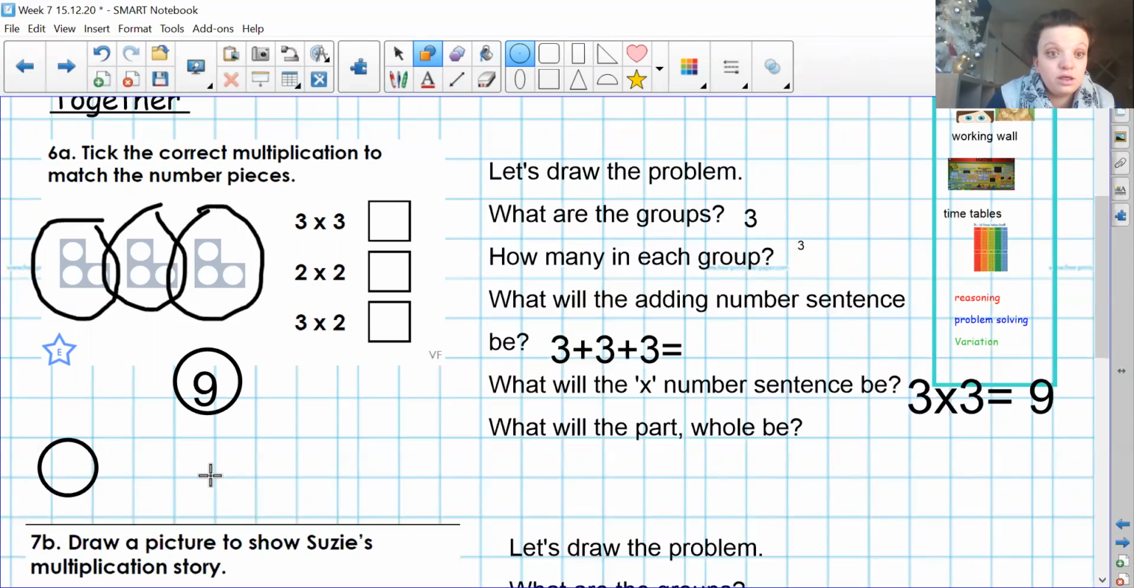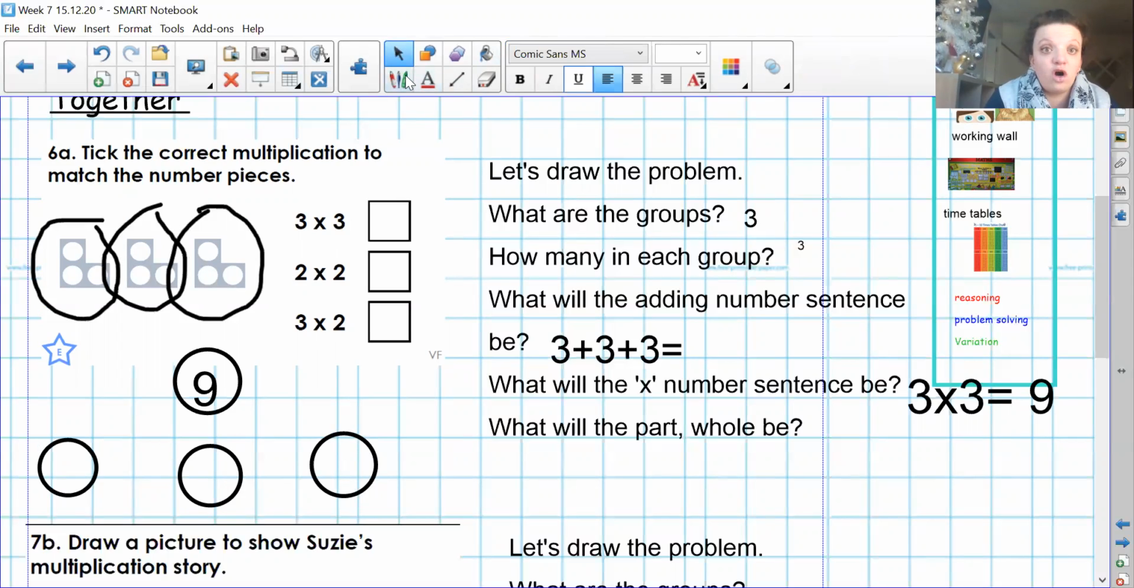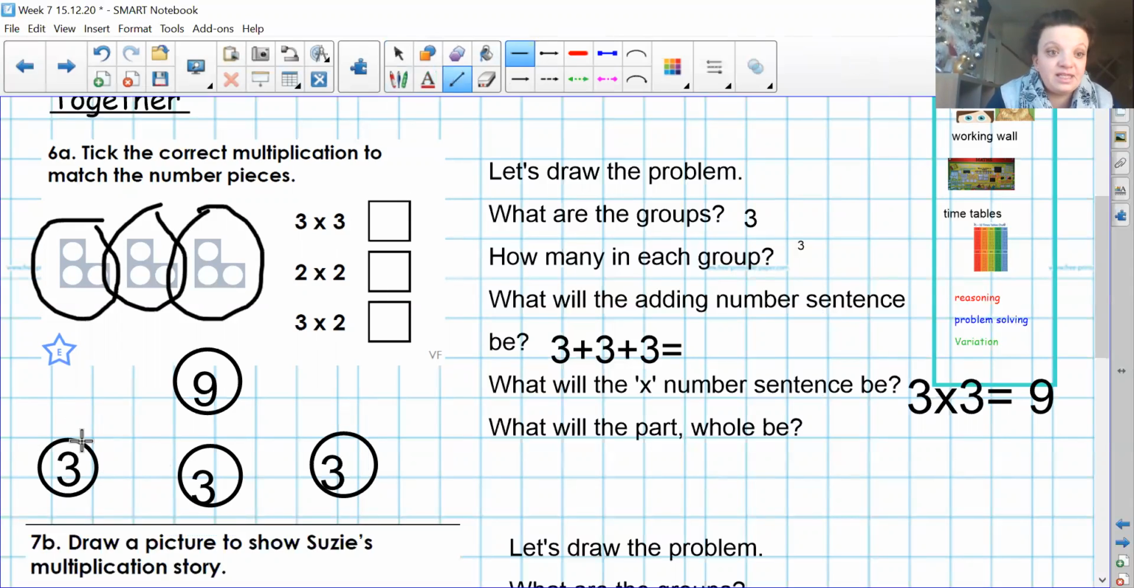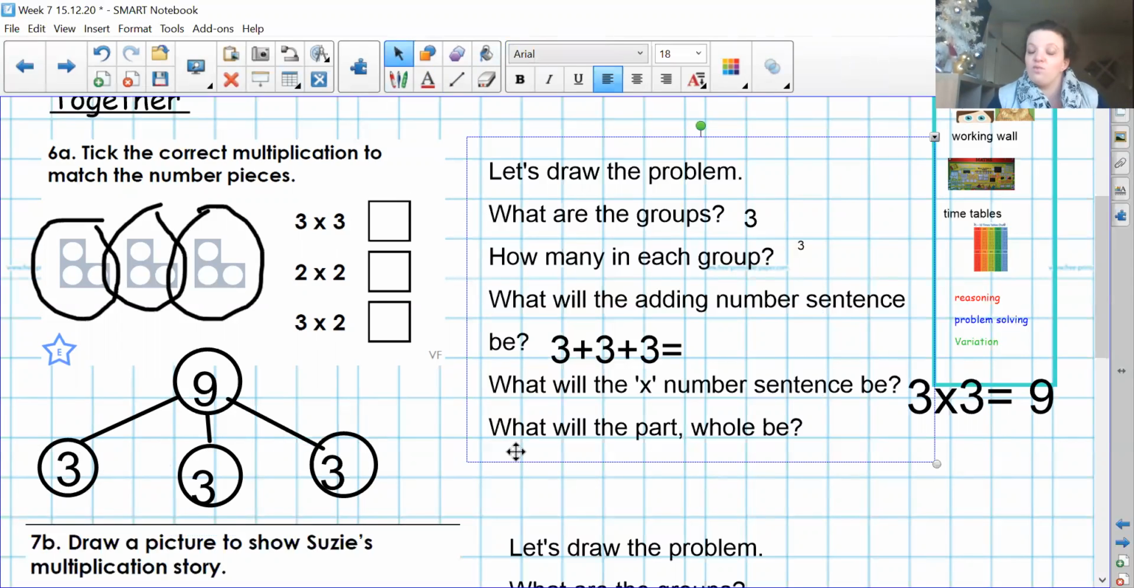1, 2, 3. And in each of my parts, I have got 3. So 3 is going to go in each of my parts. And 3, add 3, add 3 makes my whole. And if I look at this diagram, I know I've got 3 lots of 3, which is 3 times 3. Well done if you got all of that right.